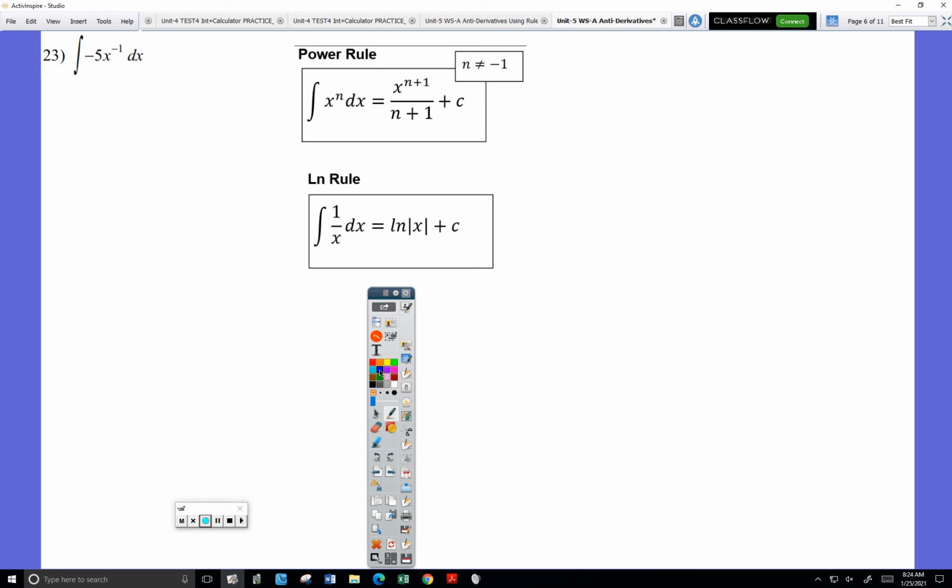23. We actually have talked about already, but we'll just do it quick. Pull out the 5. You're left with x to the negative 1. We can't use the power rule, so we simply use the fact that x to the negative 1 is exactly the same thing as 1 over x. Now we can use the ln rule, and that's it. We're done.